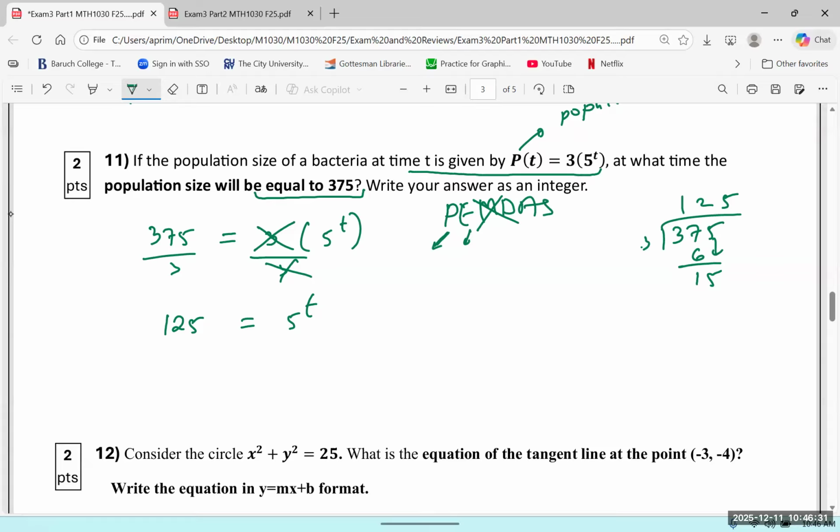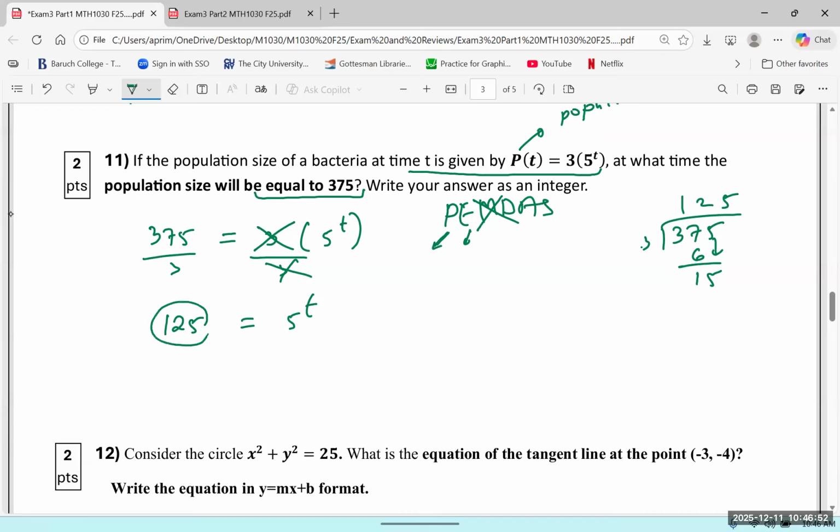And then a few of you used log, like Amar, and then got stuck. If you use log, then you have log of 125 and log of the other thing. You can use log, but if you get stuck there, what's the point of using log? So I will show you both methods. Without using log, it's easier.